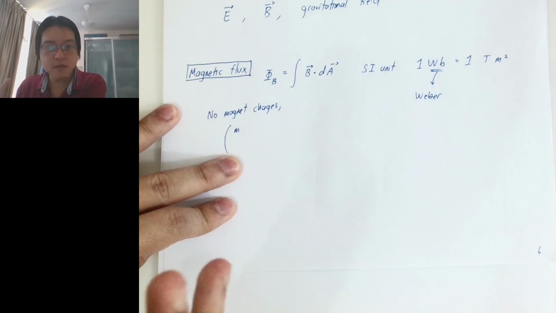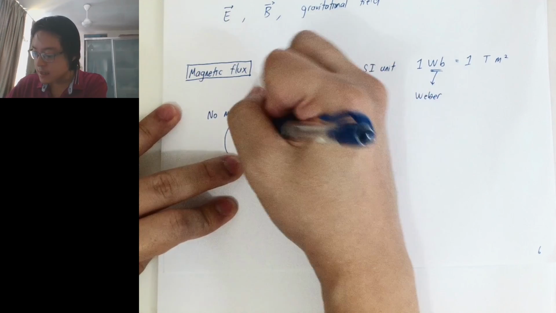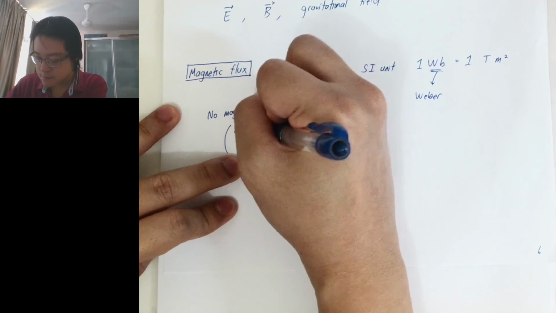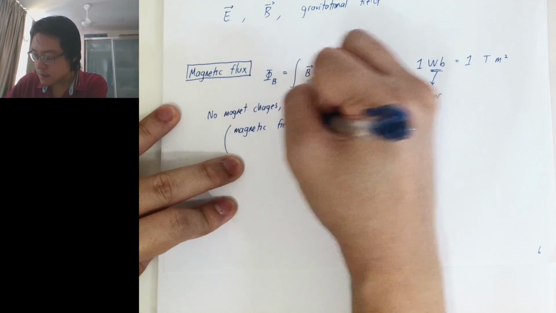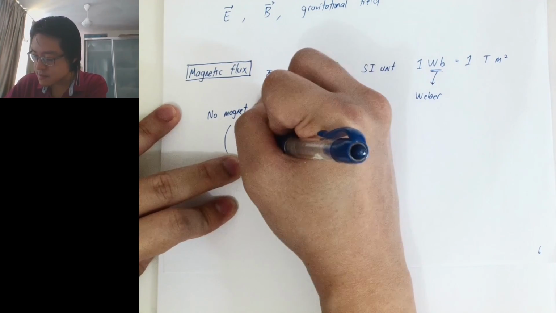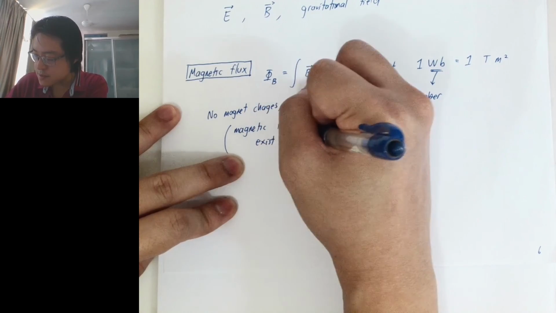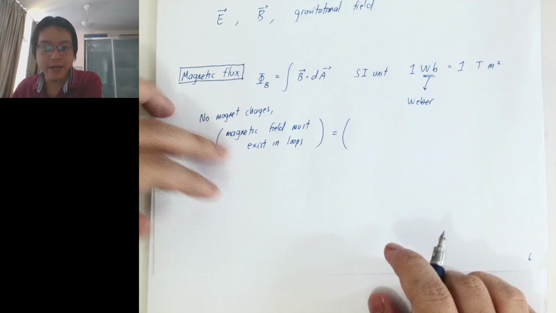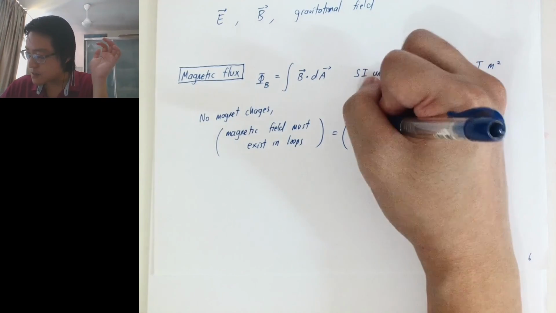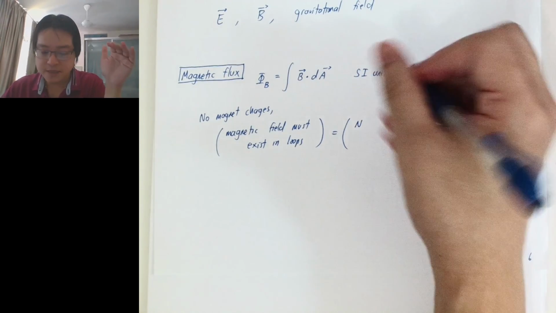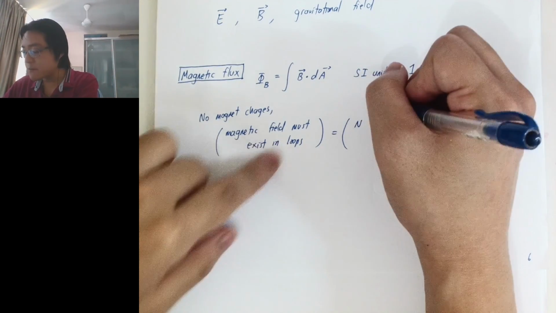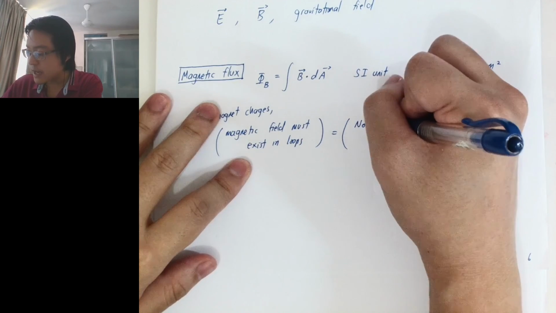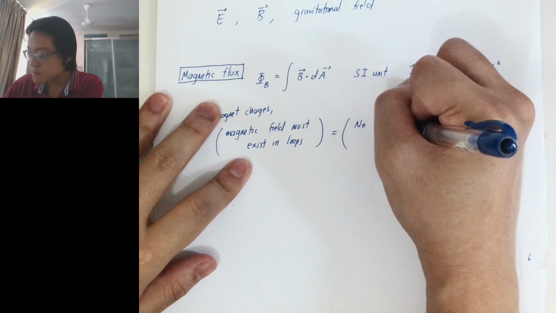So the consequence of having no magnetic charges is that the magnetic field must exist in loops. So this is also another reason why calculus 2 is important. We will see here, because it involves a surface integral. Magnetic field must exist in loops. The reason is because we have no magnetic monopoles.